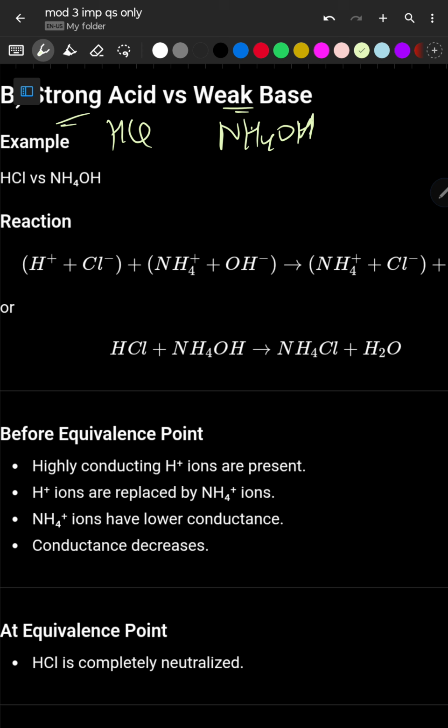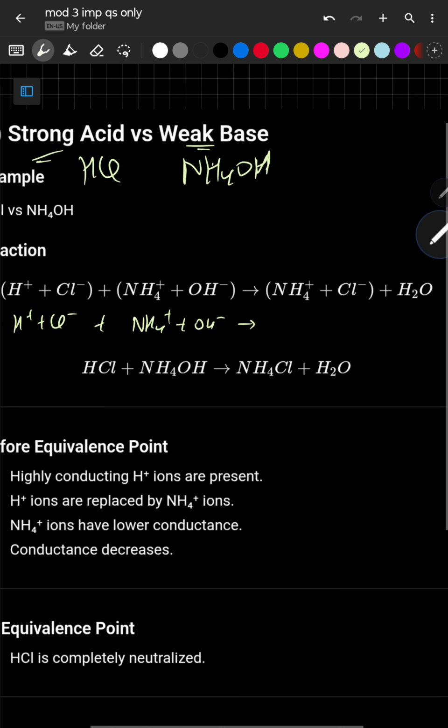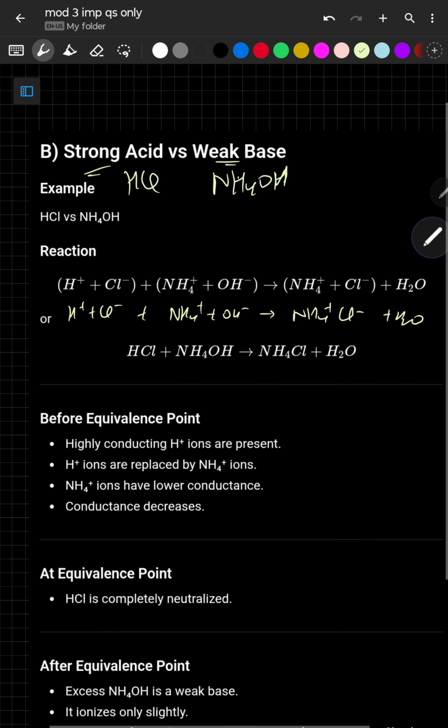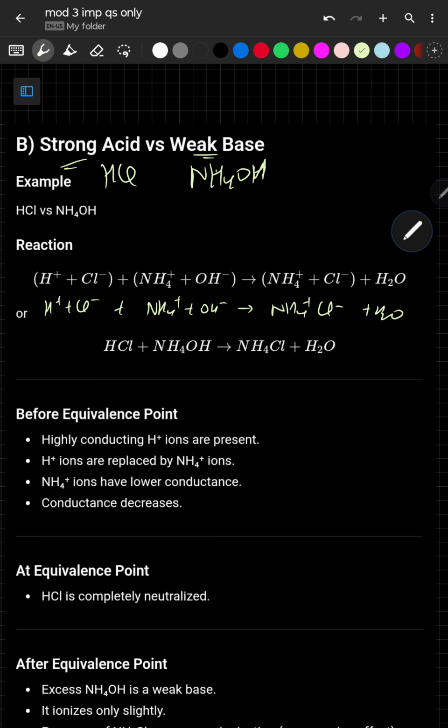So H plus Cl minus plus NH4 plus OH minus. Now what is going to happen? NH4 plus will take the place of H plus and this will form water. So first of all, initially highly conducting strong acid was there. When weak base was added, what is it doing? H plus ions are replaced by NH4 plus ions, and NH4 plus ions have lower conductance, so conductivity is decreasing.